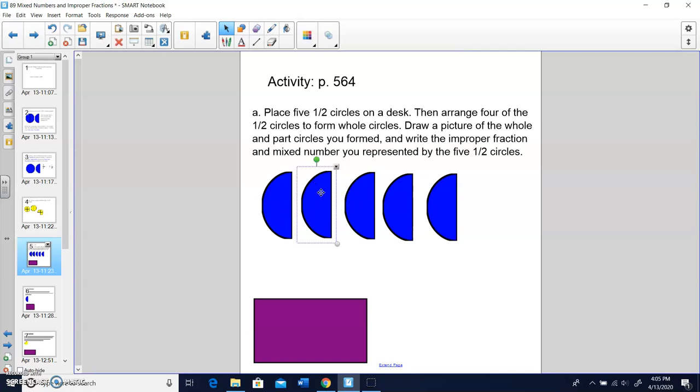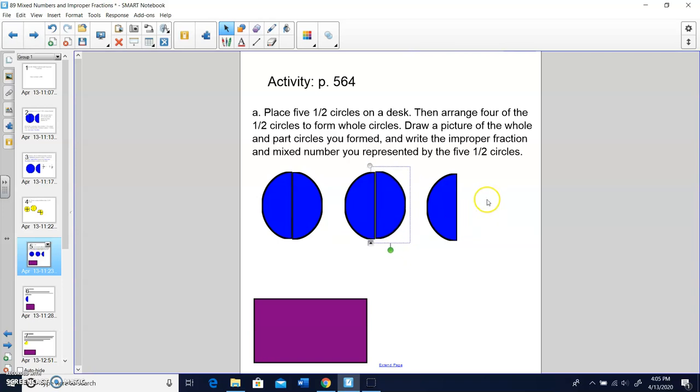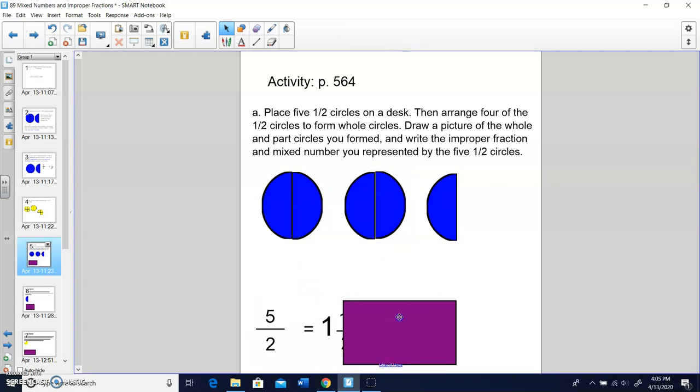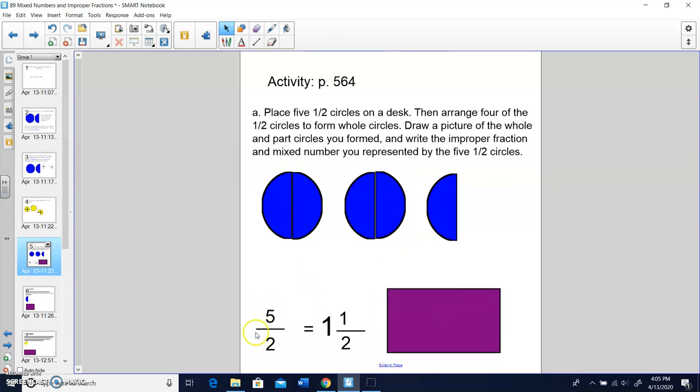So I'm going to now arrange these to form them into whole circles and then fractions. So I have 1, 2 whole circles, and I don't have enough to make another, so 2 and 1 half. So I still have 5 halves, which also formed into 2 and 1 half. So the improper fraction is 5 halves, the mixed number is 2 and 1 half.